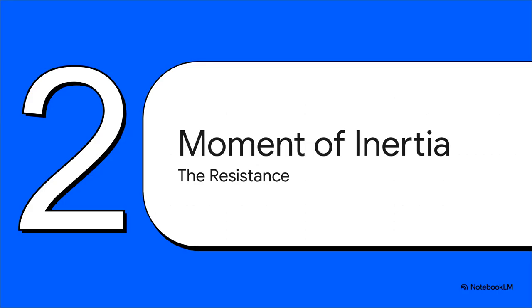It's actually 4 times the radius divided by 3 pi. That exact precise formulation is what ensures the area above that point perfectly balances the area below it. Okay, moving on to part 2, the moment of inertia, the resistance.